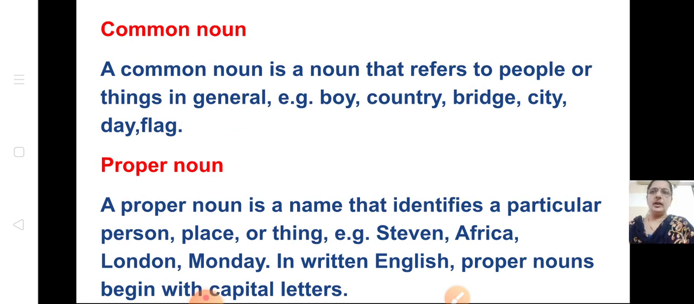Okay, what is a common noun? Common noun is a noun that refers to people or things in general. Boy, country, bridge, etc. Okay, so you are very clear with common noun. What is a proper noun? Proper noun is a name that identifies a particular person, place or thing. Africa, London. Okay, all these will come under proper noun. Any name of the place.